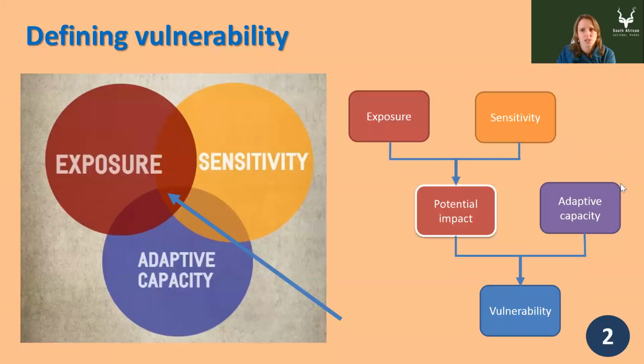Right, so once you've got your species list, you need to think about how your species are vulnerable. Vulnerability in terms of climate change is defined as the nexus between where species are exposed to climate change, whether or not they are sensitive, and how easy it is for them to adapt to any changes that they are experiencing. So if you're exposed, sensitive, and you can't adapt, then you are vulnerable.